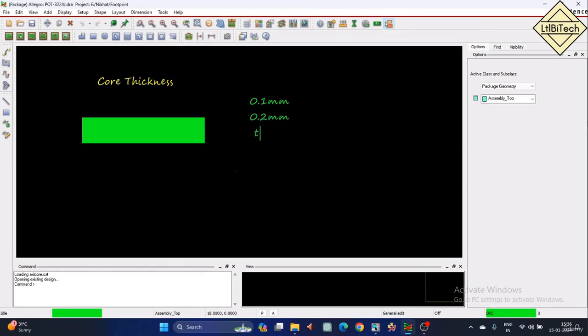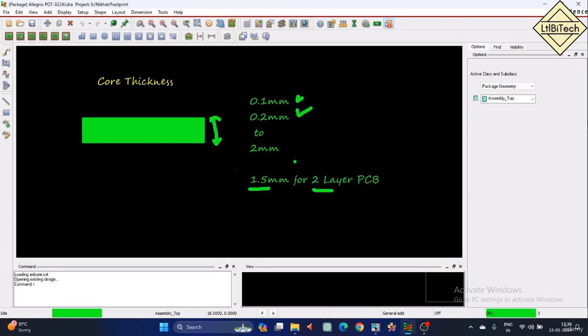We have used up to 2 mm also, and the most common and most widely used is 1.5 mm for a 2-layer PCB. This is just for an understanding, showing you the thickness of the core, which varies from manufacturer to manufacturer. For the chart, you just have to check with the manufacturer, and the most widely used is 1.5 mm for a 2-layer PCB. You can still use 0.1, 0.2, 0.4, 0.5, 0.6 mm core thicknesses.